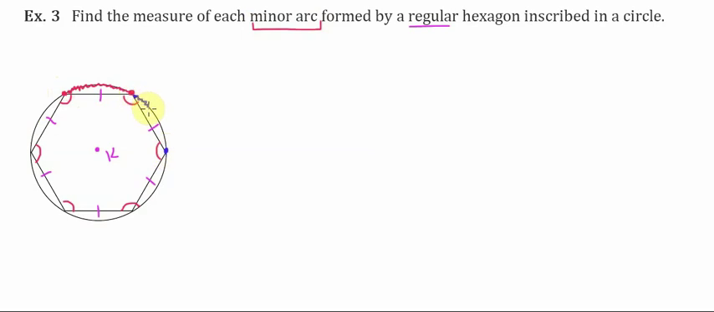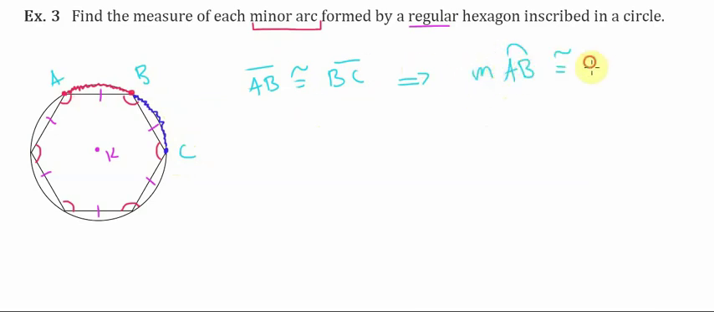I won't mark every single one, but what we'll notice is that the chords that are intercepting these arcs are all the same length. So we had a theorem in the very beginning of this unit in which if we had two chords that were the same exact length, like we do here, let's label these points A, B, and C. So I know that AB is congruent to BC. If we were given this piece of information, we knew that it naturally follows that the measurement of arc AB is congruent to the measurement of arc BC.